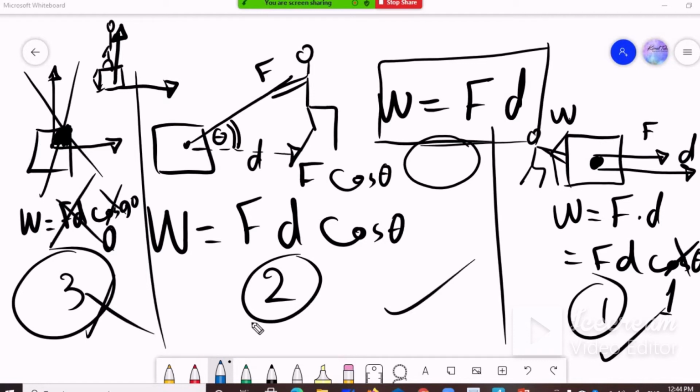Now we can say that we have force and displacement, and they are either parallel, or we have an angle between them. If the angle between the force and displacement is 90, or perpendicular, it means no work. No work. Okay, guys?